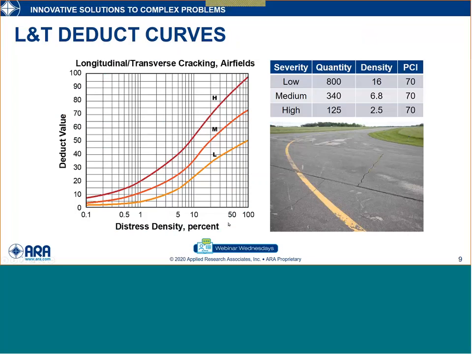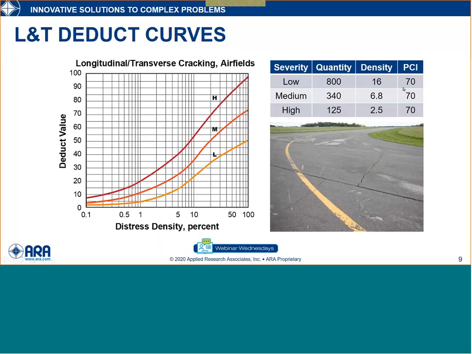This is for longitudinal and transverse cracking on asphalt pavement, one of the more common distress types. And for a 5,000-foot sample unit, you would measure the amount of L&T cracking. From that, you would get a density. You would enter this nomograph, go up to your low severity, medium, or high, and then come across and get a DEDUCT value from that perfect PCI condition of 100.